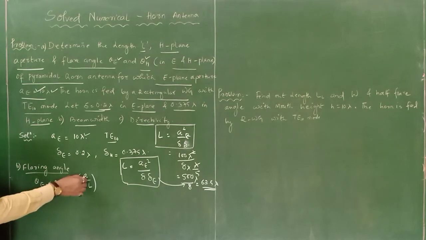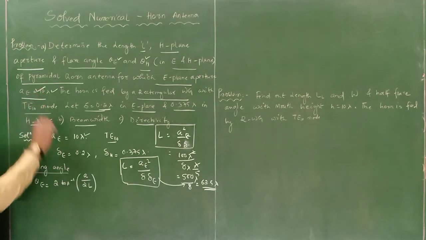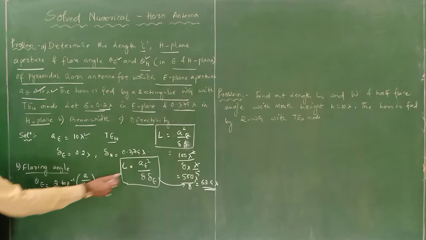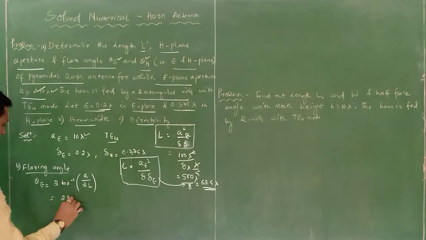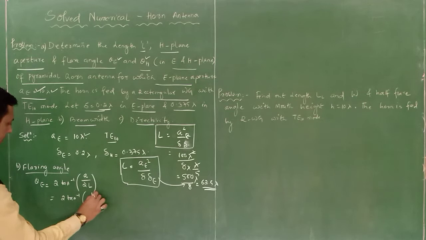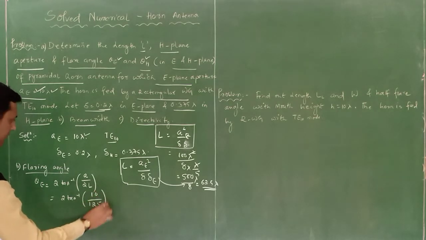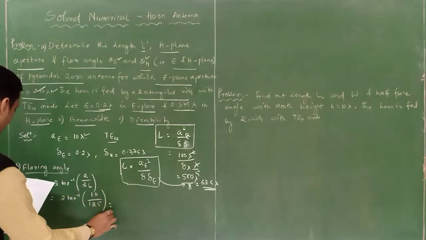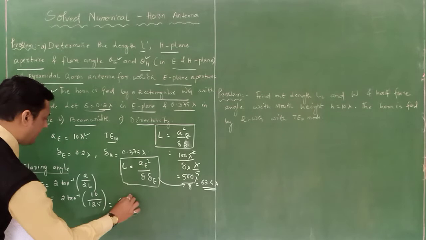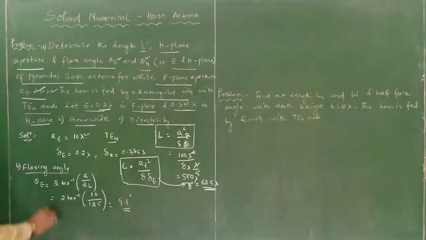According to del E, the aperture you have to put, a, is equal to 10 lambda. The length we have got is around 62.5 lambda. Substitute here, and you will get your angle as 2 tan inverse of 10 divided by 125, because 62.5 into 2 is 125, and the angle you will get is around 9.1 degrees. So this is my theta E.